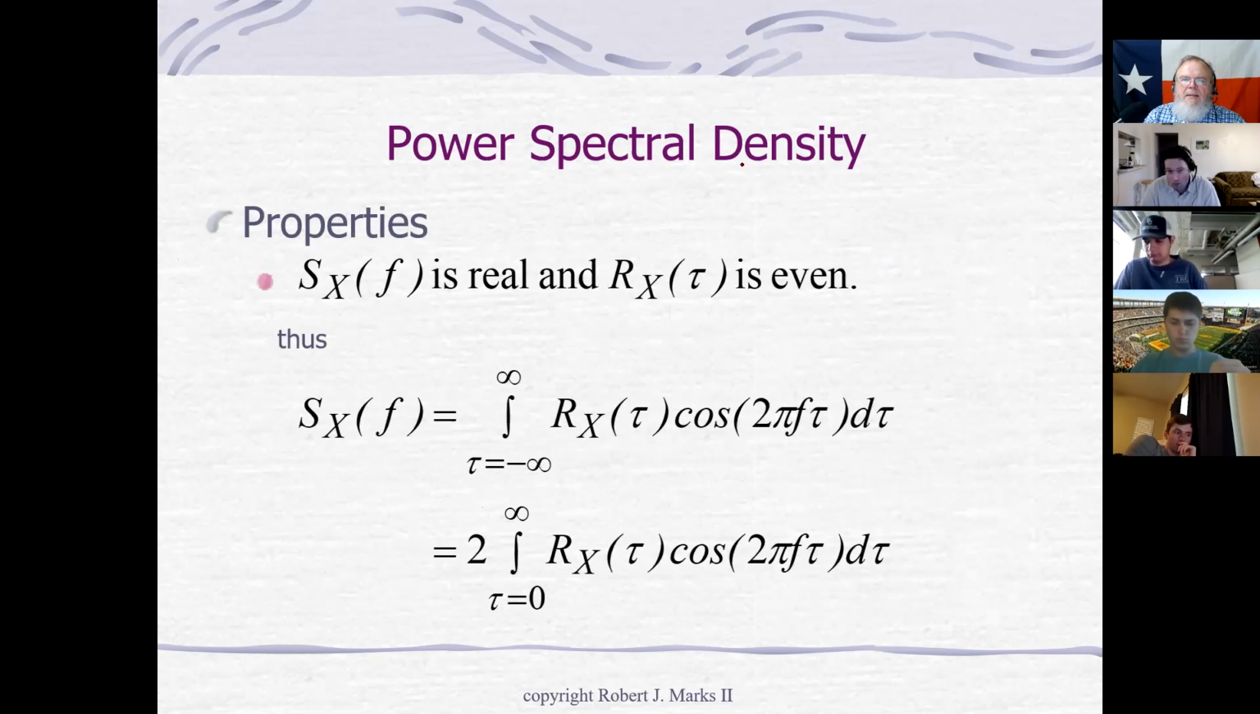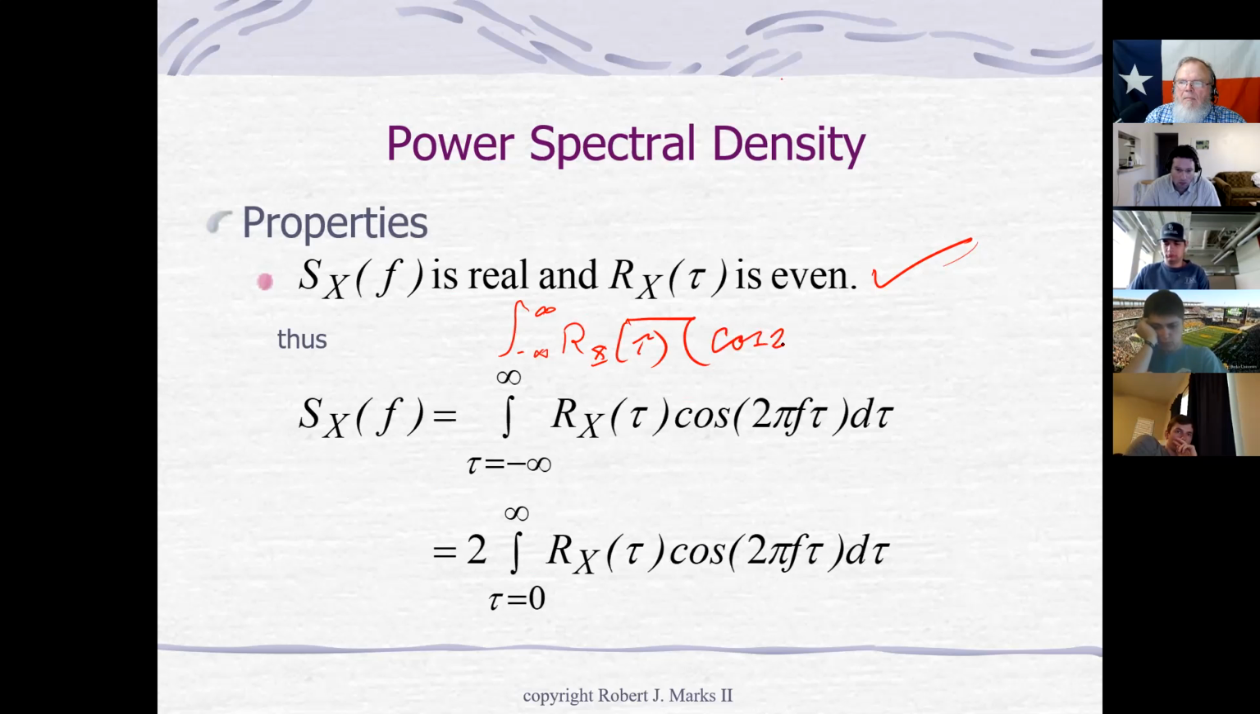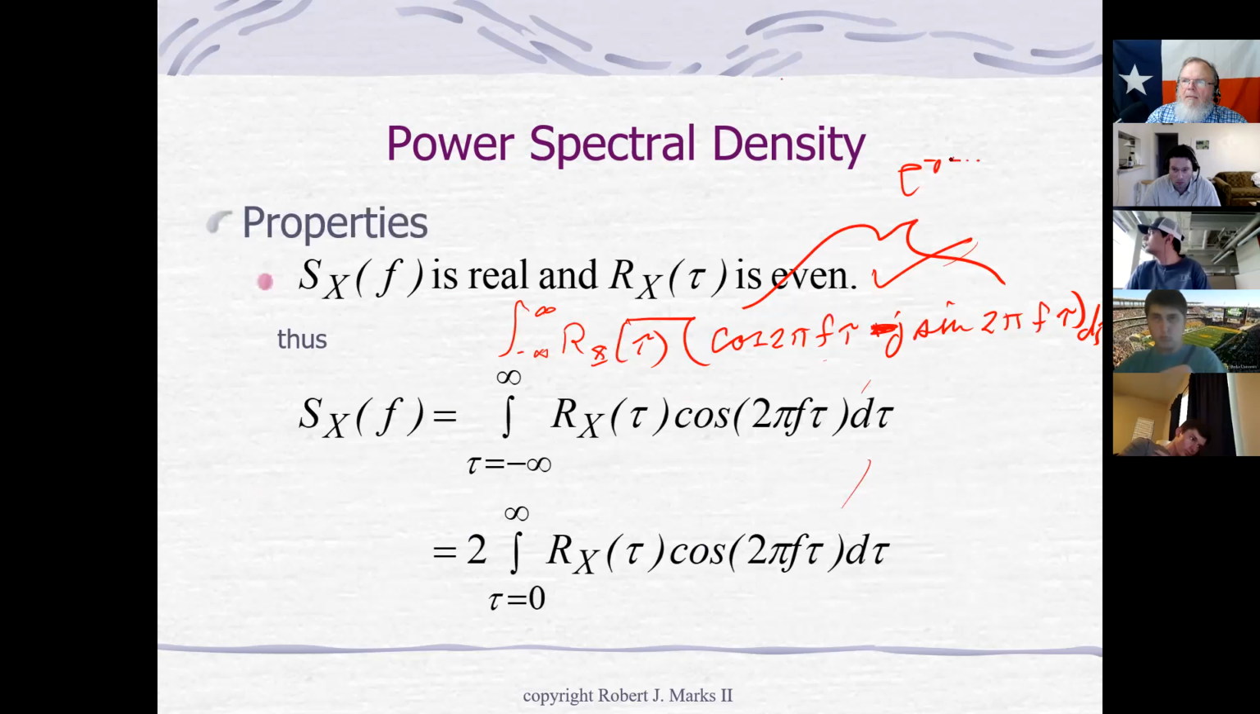Here's the proof of these criteria, and this is for real stochastic processes. S sub x of f is real and R sub x is even. Therefore, if we integrate from minus infinity to infinity, this, of course, is Euler's formula for e to the minus j 2 pi f tau, right? You take this and expand it in Euler's formula.